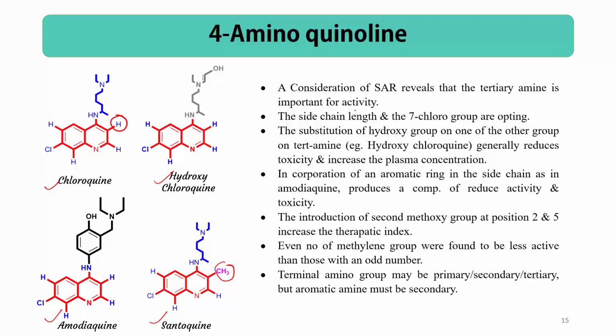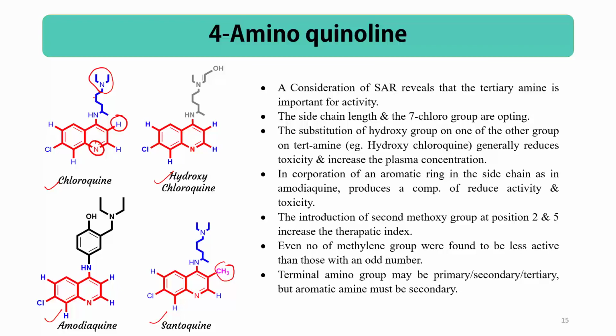We have 2 tertiary amine groups in these 4-aminoquinoline analogous drugs. The first tertiary amine is in the ring, a pyrimidine ring or quinoline ring. And the second one is the N CH2 CH3 group. So we have 2 tertiary amine groups which are responsible for the activity. The side chain length and the 7-chloro group are optimized.